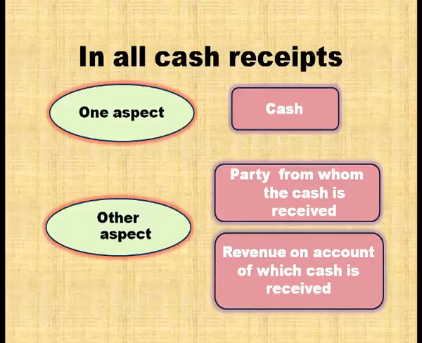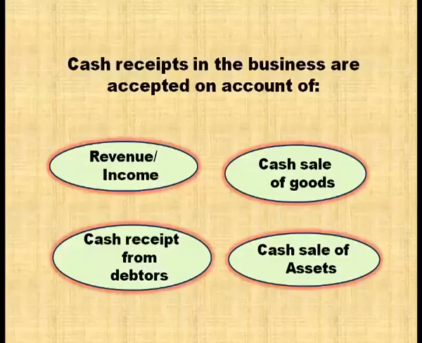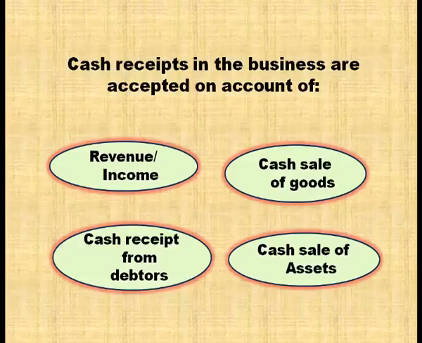So, in the case of debit voucher and in the case of credit voucher, one aspect is cash. Debit voucher is prepared for cash payments. Credit voucher is prepared for cash receipts. Cash receipts are accepted on account of which of the following items?